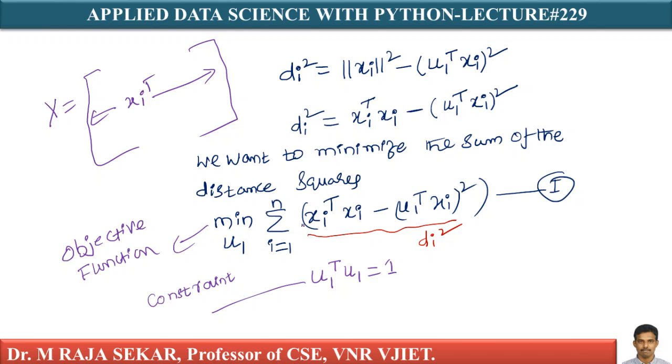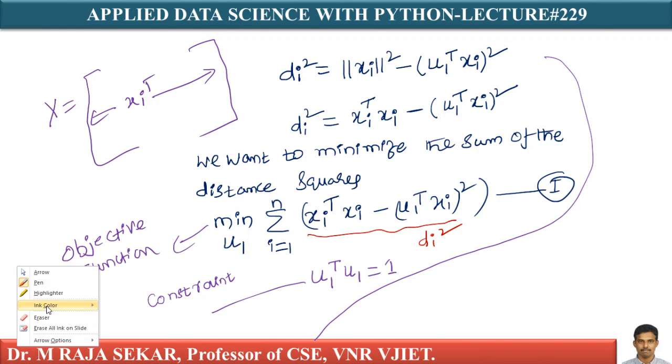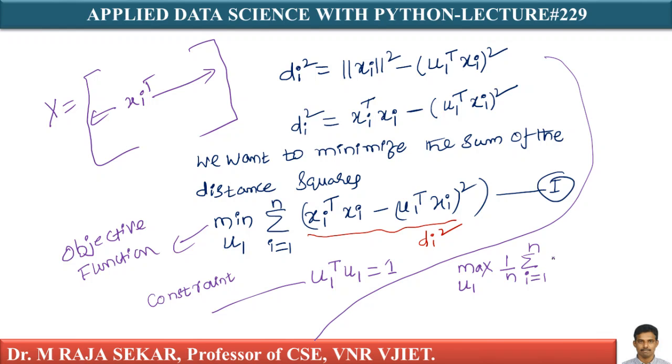You might say this problem is similar to the previous problem. Let's go and look at the previous problem. What is my previous problem? Just recall the previous lecture. Let me write it: maximize over u1, 1 by n, sum over i equal to 1 to n, of u1 transpose xi whole square, such that u1 transpose u1 equals 1. This I discussed in my previous lecture.